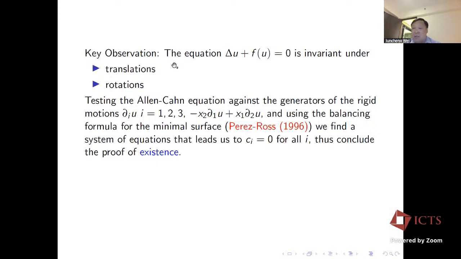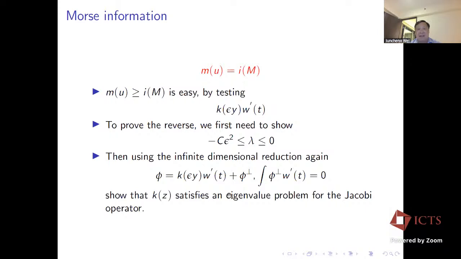So the whole procedure: you use the finite dimensional reduction method and reduce the problem to the normal direction, which becomes a Jacobi operator. Now you use all the techniques for the Jacobi operator. And what about the Morse index? This is a non-trivial computation. One direction is easy to prove.